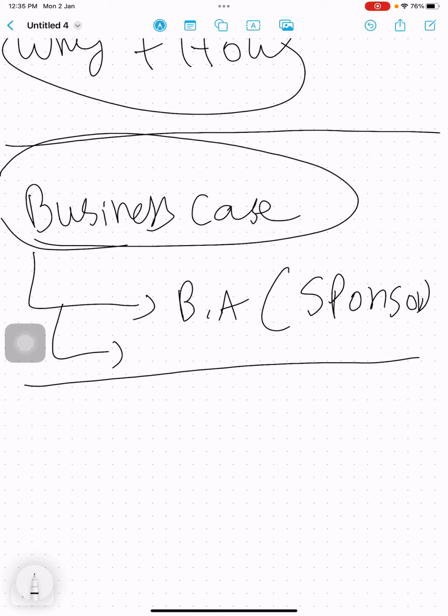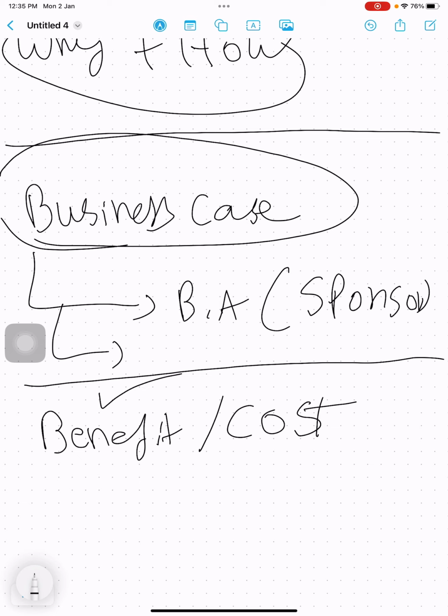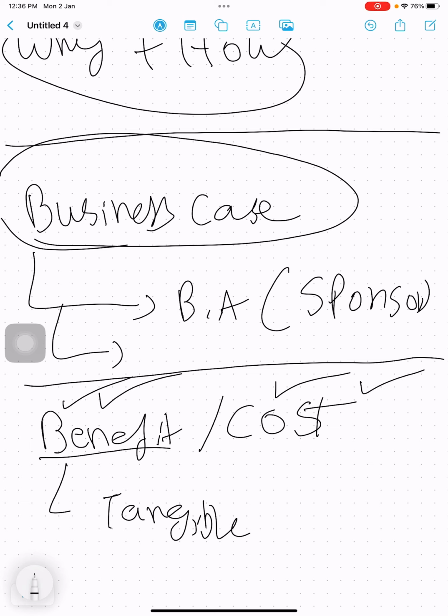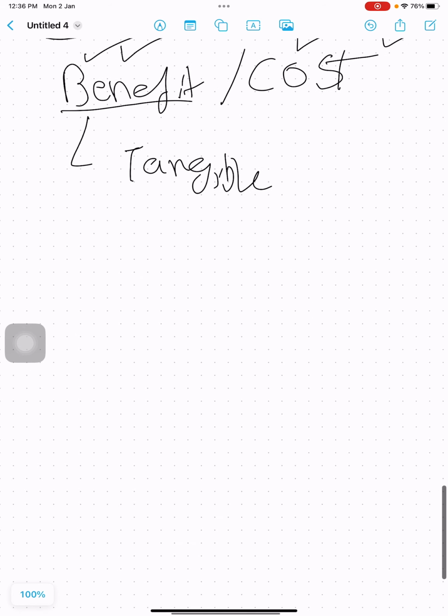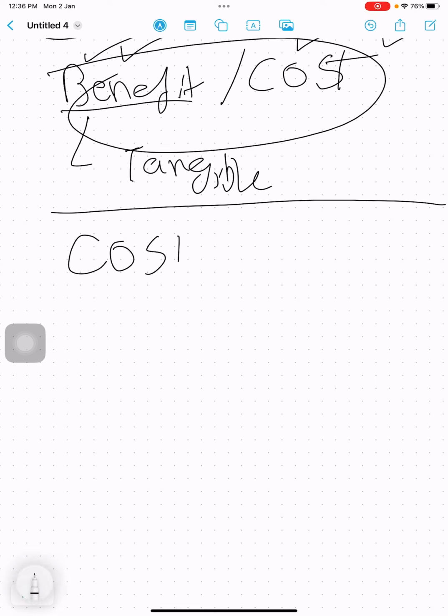Business case is a comprehensive documentation, but from the PMP perspective, it's a benefit to cost analysis. What is the benefit of these particular things? Why are we doing it? More of a tangible benefit. And what the cost will be. If the benefits are more and the cost is less, then we will do it. We also have other parameters in addition to benefit to cost, where we can also call it cost to benefit, the same thing in reverse.